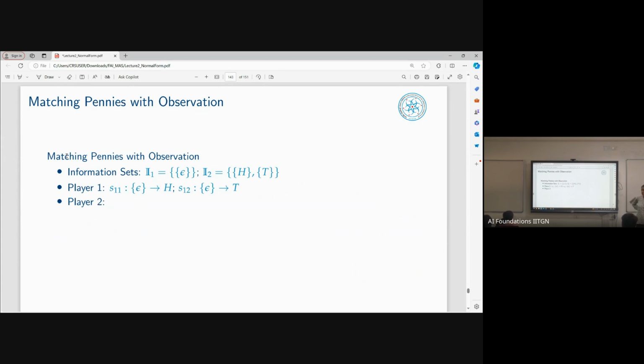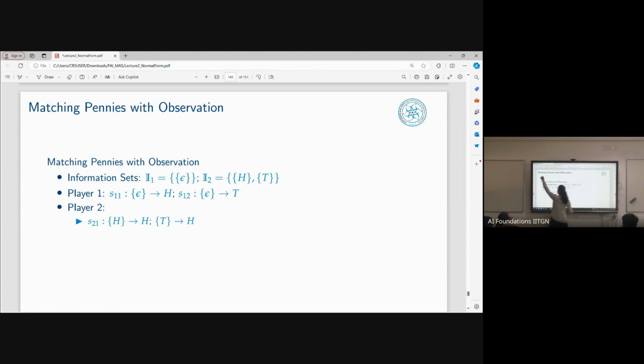But now for player 2, things become interesting. So now what happens is, for each of these information sets, and we have the figure as well. Player one in the beginning has two possible strategies. That's it. But now player two, to define a strategy, has to make two decisions.